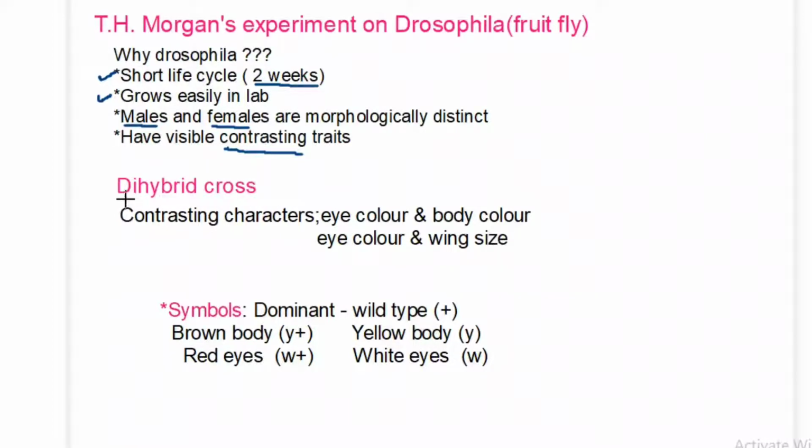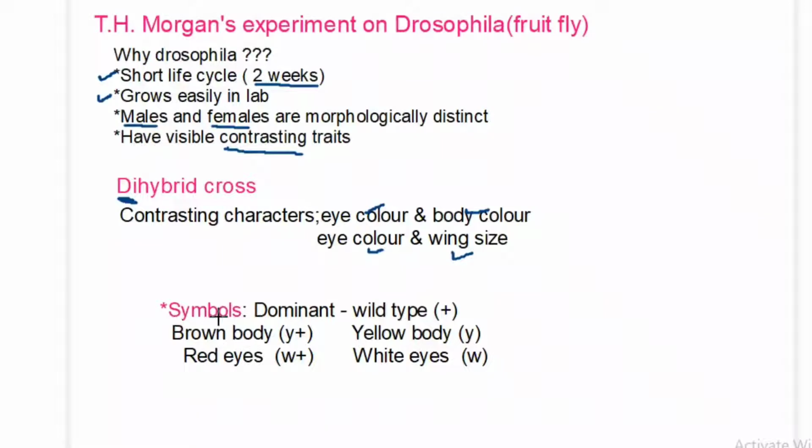Then he did a dihybrid cross. Dihybrid means two characters are considered in this cross. What are those two contrasting characters? In one cross, he took eye color and body color. Then in another cross, he took eye color and wing size.